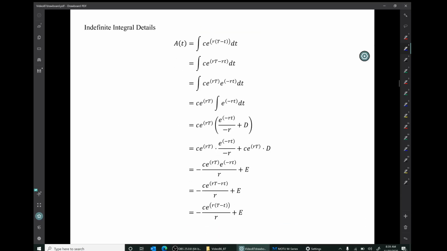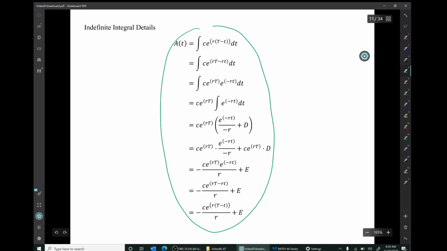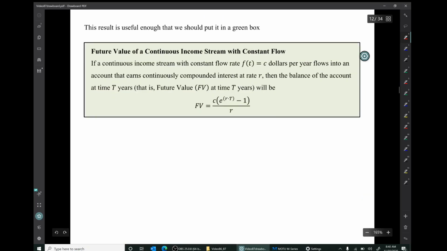There are the details of the indefinite integral calculation. Again, lots of steps. I won't go through the details. You'll see, though, some things that are familiar, such as this. The indefinite integral of e to the kt is e to the kt over k, and so forth. But the result is very useful, and we'll put it in a green box for future reference. So the future value of a continuous income stream with constant flow is given by this expression.